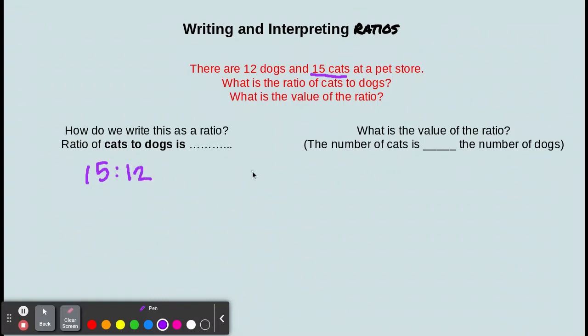And that's the ratio. But we want to find now the value of this ratio. And remember, I said put the first number on top, second number on bottom, right? Looks like a fraction. And we can simplify this fraction. Both the top and the bottom can be divided by 3. 15 divided by 3 is 5, and 12 divided by 3 is 4. So the value of this ratio is 5/4, meaning the number of cats is 5/4 the number of dogs.